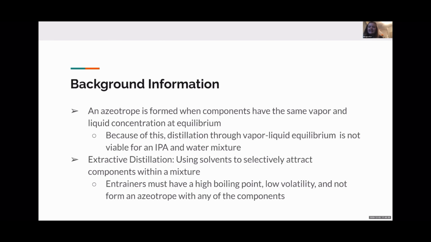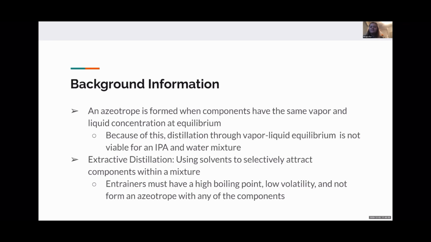An azeotrope is formed when components have the same vapor and liquid concentration at equilibrium. Because of this, distillation through vapor-liquid equilibrium is not viable for an IPA and water mixture due to the azeotrope present in the system. Thus, we will have to use extractive distillation.